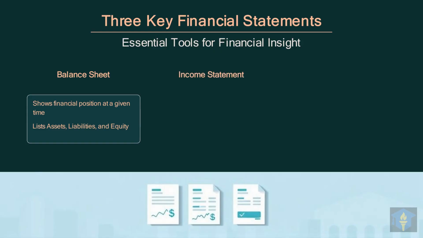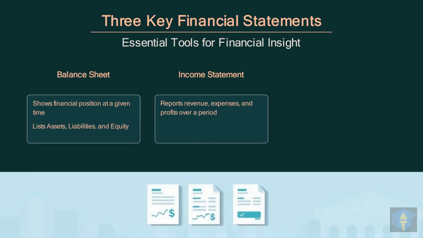Next, we examine the income statement, which reveals a company's financial performance over a period. This statement reports all revenues, expenses, and the resulting profits or losses over a specific period. Ultimately, the income statement measures a company's overall profitability, showing how much money it truly earned.